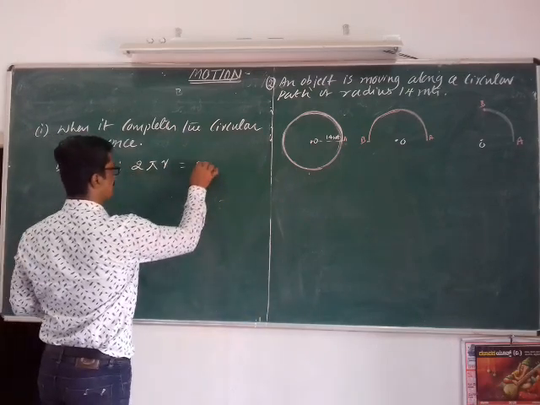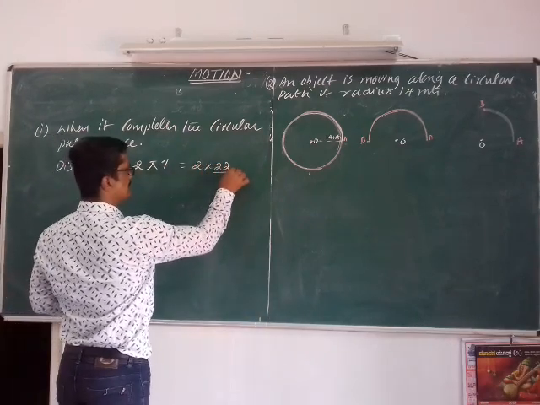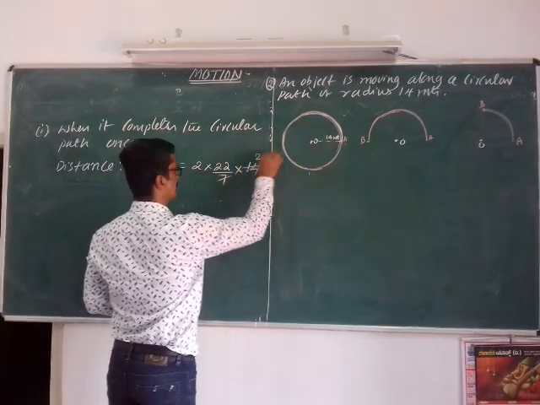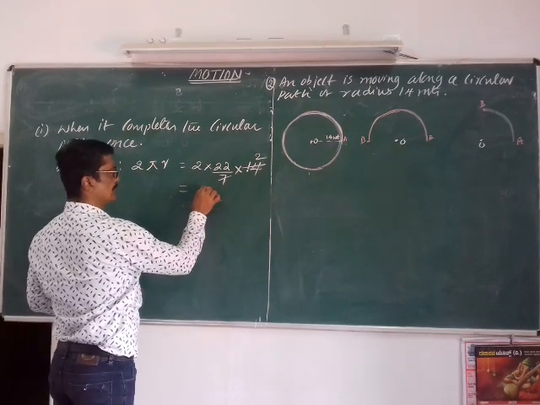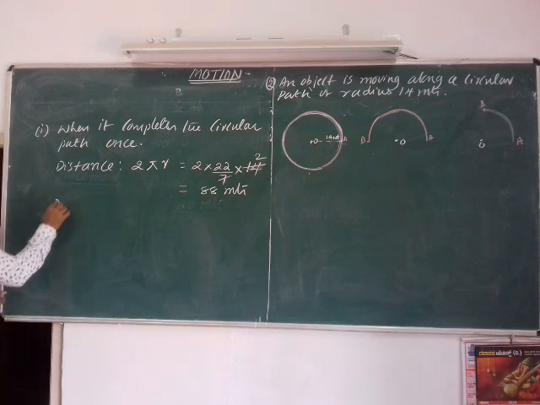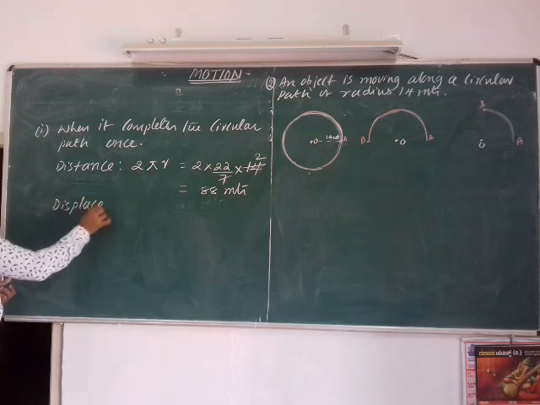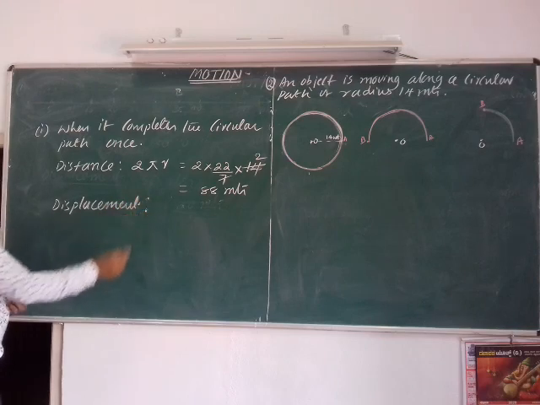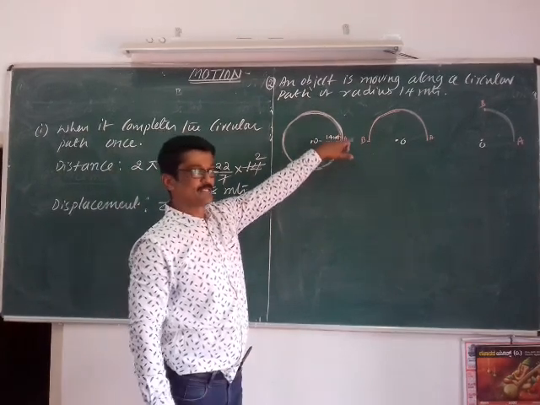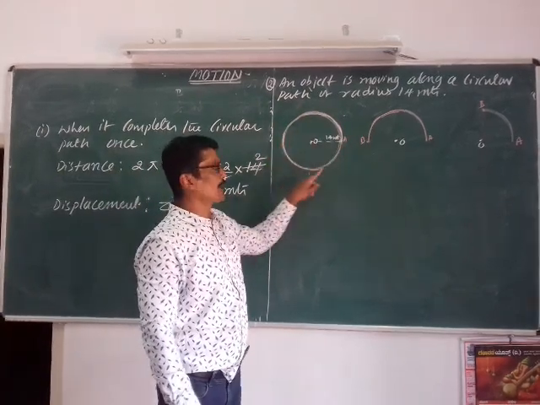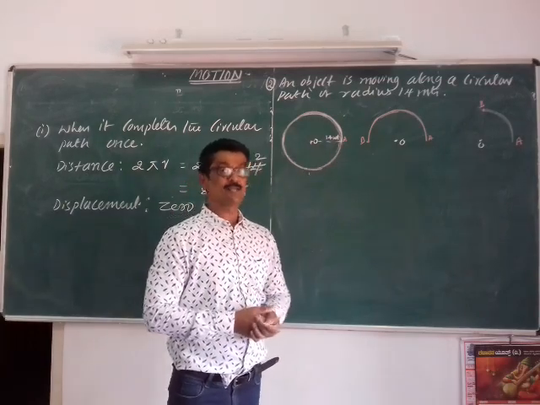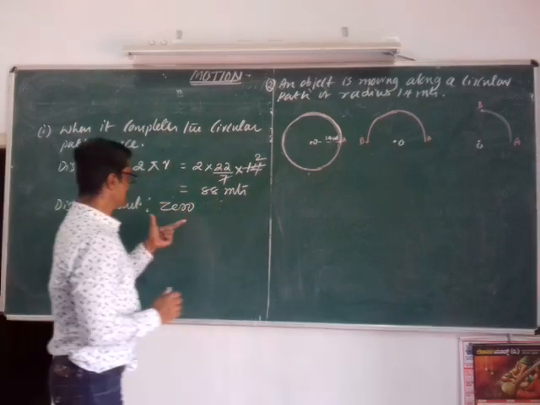So 2 into 22 by 7 into, how much is the radius? 14. That is 88 meters. Displacement is 0. Why? Because it starts from A and it completes the circular path once, means it returns to A. So when an object returns to its initial position, the displacement is 0.